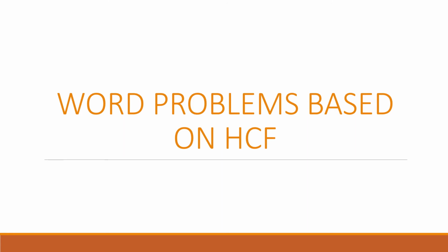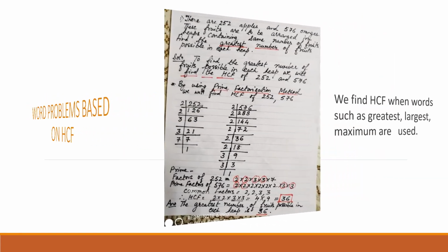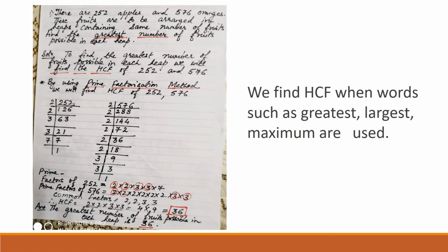Now let us see word problems based on HCF. Let us see the first word problem. There are 252 apples and 576 oranges. These fruits are to be arranged in heaps containing the same number of fruits. Find the greatest number of fruits possible in each heap.